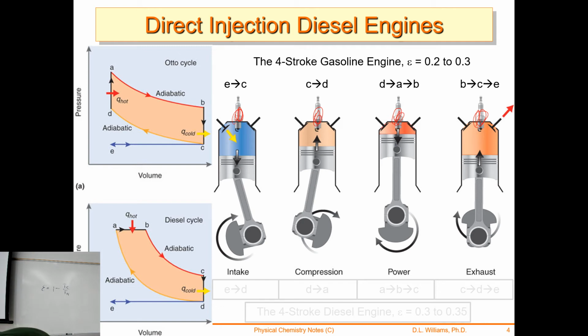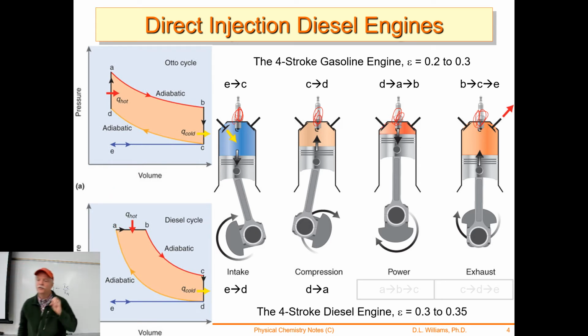Because the diesel engine has a higher compression ratio, it pushes it higher on the PV plot. And so we have the intake, E to D, and then we have the compression, D to A. So we're way up here, and in fact, modern diesel engines have increased the fuel injection pressure dramatically. So now we wait until the piston is all the way at the top, and then we start spraying the fuel in with the injector.